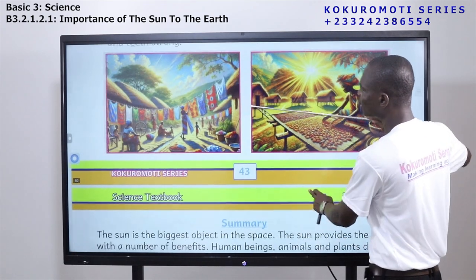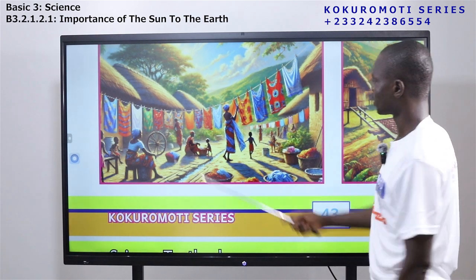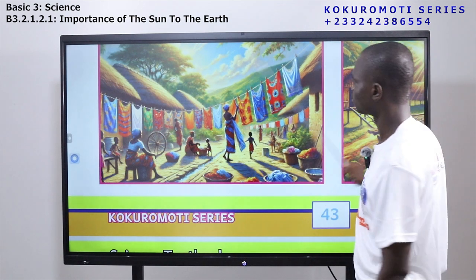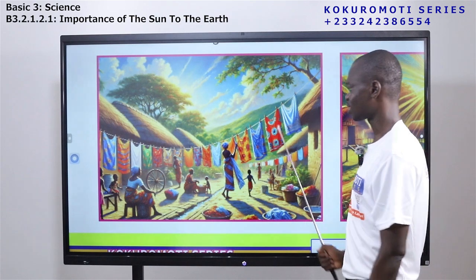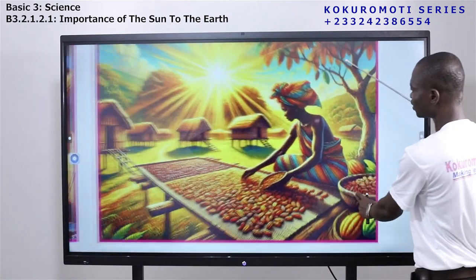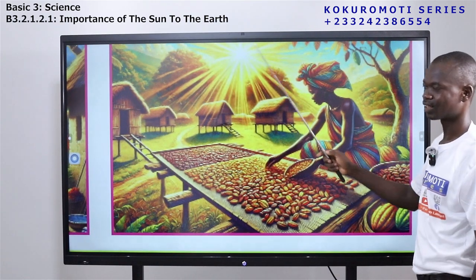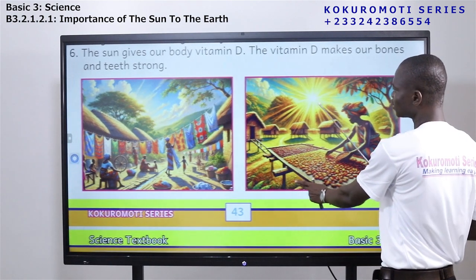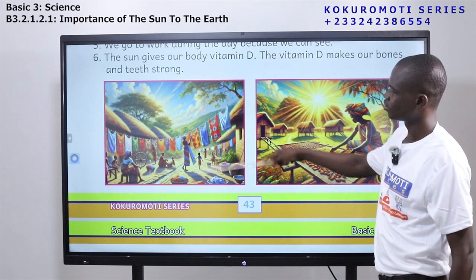Now, let's look at the pictures here. What do you see? This woman is what? Drying dresses on the dry land, and she's using what? The sun. So the sun is used to dry our things. When it comes to this side, look at the woman here. Yes, she's also drying her cocoa, and she's using what? The sun. Meaning the sun is used by farmers to dry their things, and also our parents and even ourselves, we use it to what?